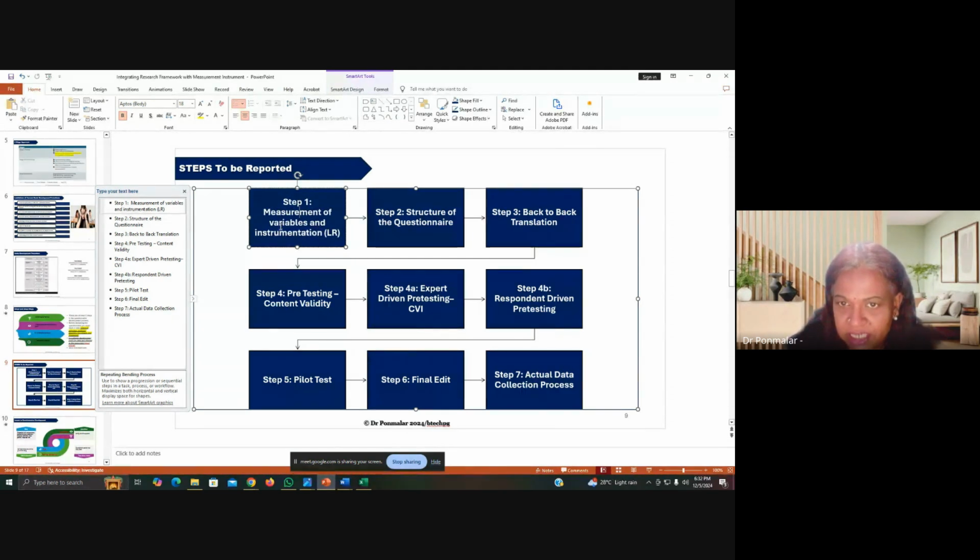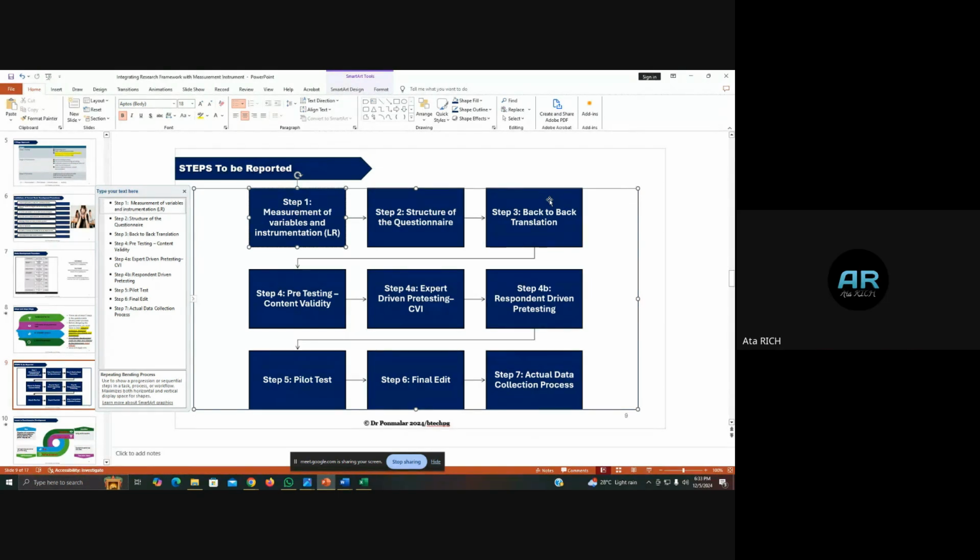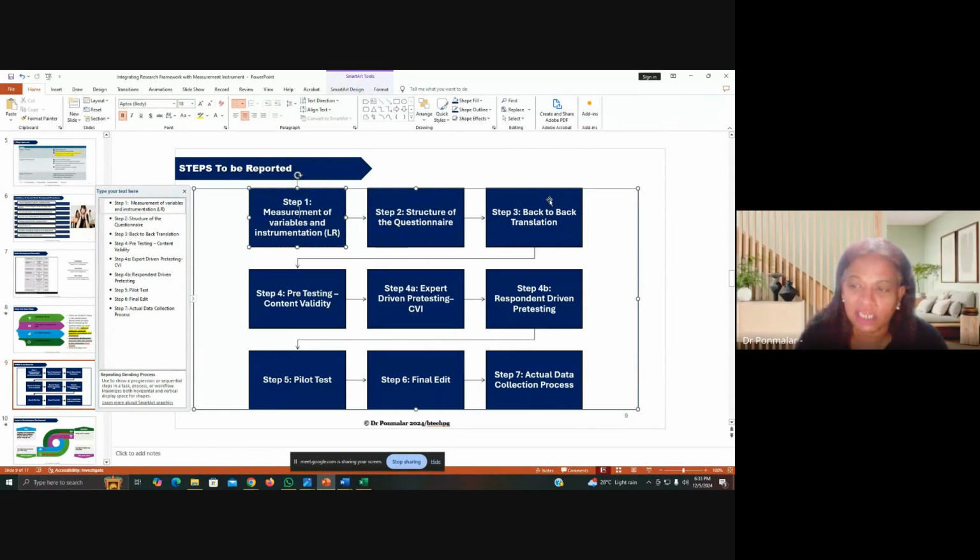Okay, so step 1. Once you have done this, second, structure of the questionnaire. Step 3, back-to-back translation. Is it compulsory that we have to do back-to-back translation? I don't think so. It's not compulsory, at the same time, it's not an option. If it is necessary, you need to do it.